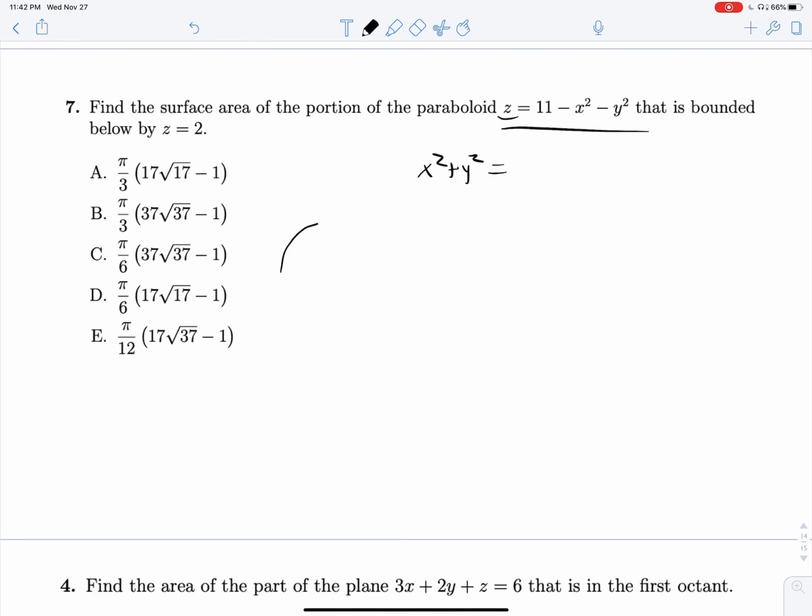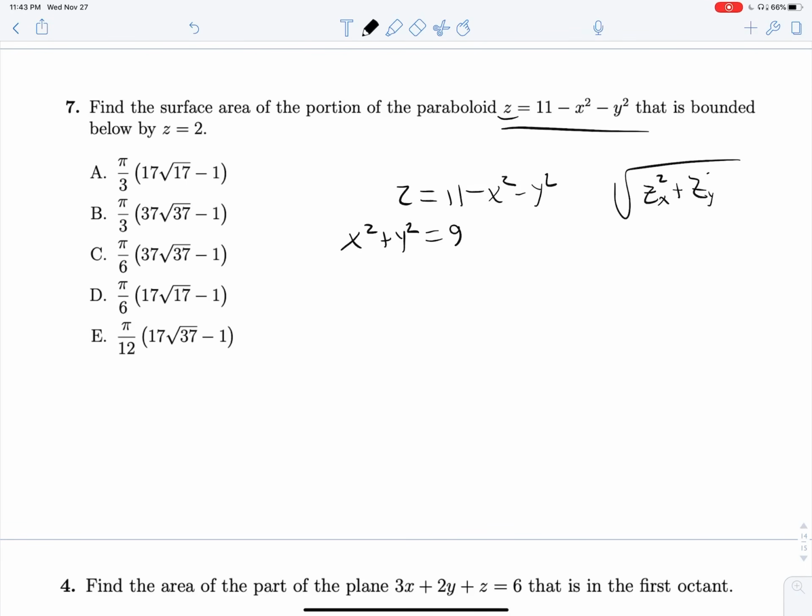If we're bounded below by z is equal to 2, we're going to have this parabola opening down, but bounding it by z is equal to 2 is just going to give us 2 equals 11 minus x squared minus y squared. And so we are going to get a circle of radius 3 in the form x squared plus y squared equals 9. Now all we have to do is find our root of zx squared plus zy squared plus 1. Well, zx is just going to be negative 2x. Zy is going to be negative 2y. And yeah, we can solve this.